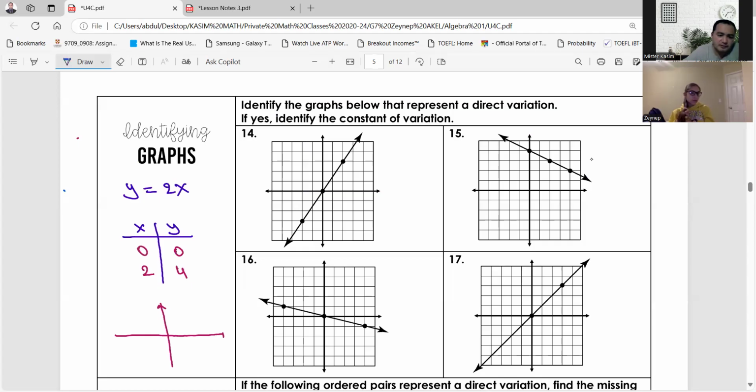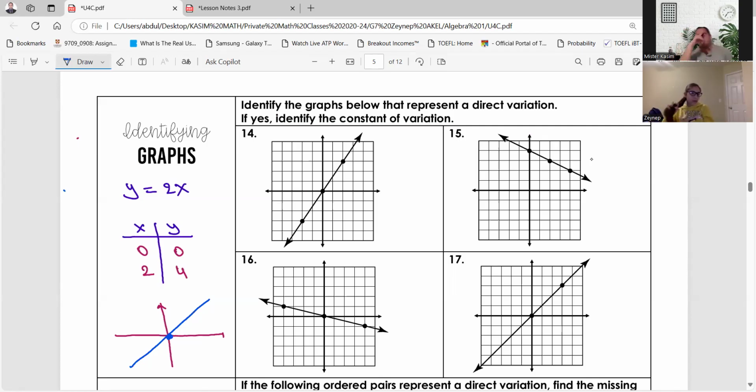Okay, so if I draw this, it must be something like this. Okay, this passes through 0. So the graph of a direct variation always passes through the origin. If it passes, yes. If not, it's not the equation, or it's not a direct variation. Okay, it does not represent a direct variation.